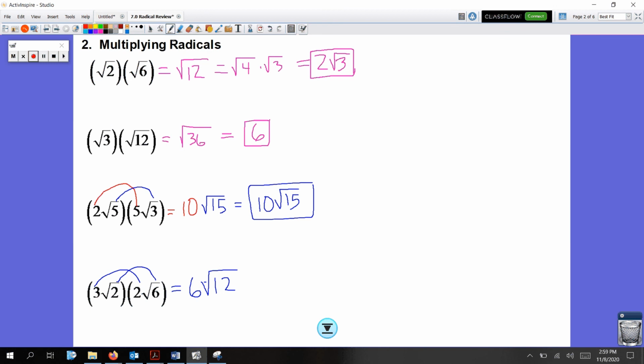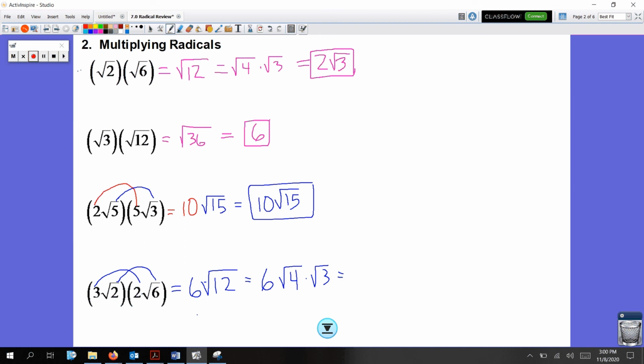All right, and if we look at our example up here at the top, we know that root 12 becomes 2 root 3. So I'll take it step by step, all right? First, let's just keep that 6 out front, and we'll break down root 12 into root 4 times root 3.